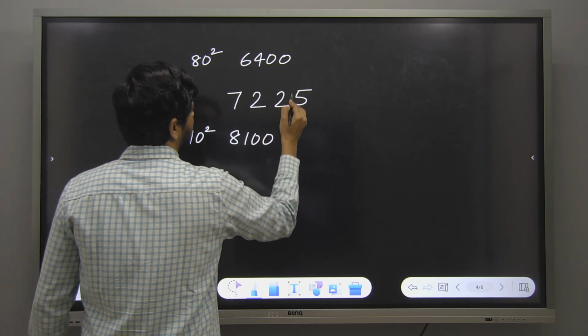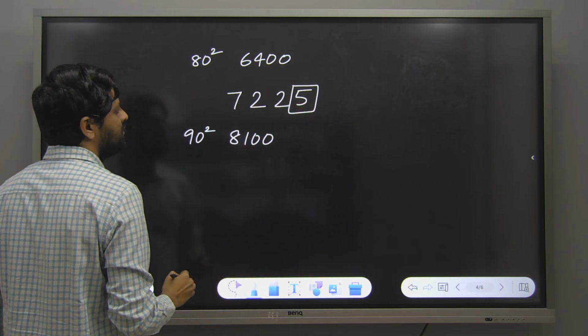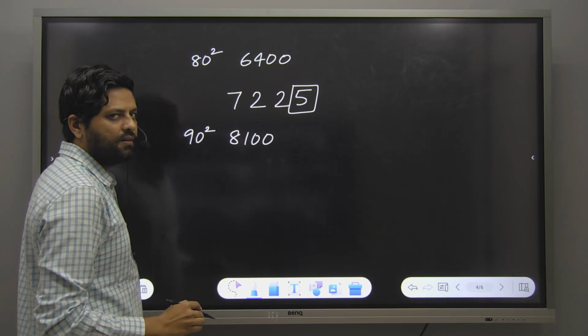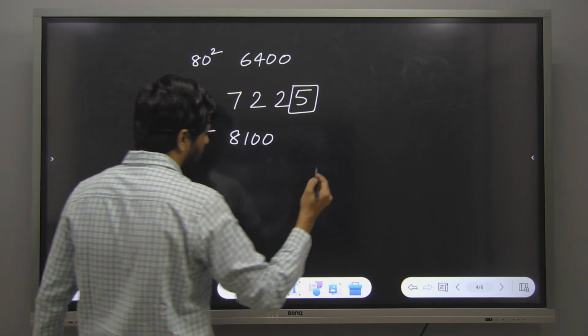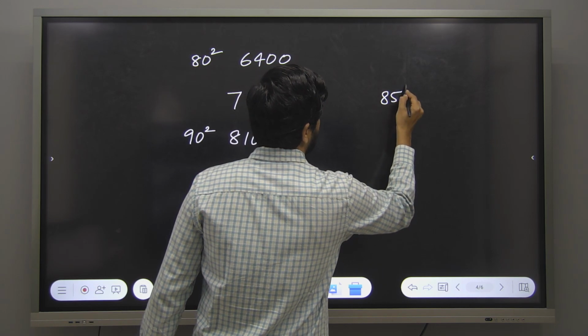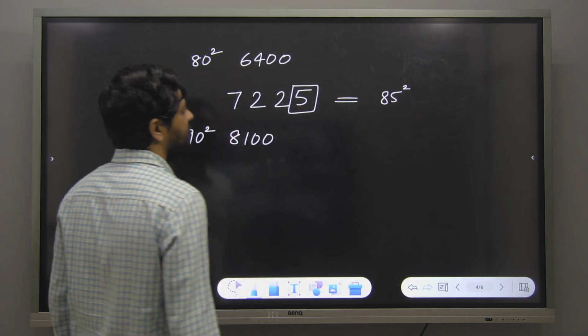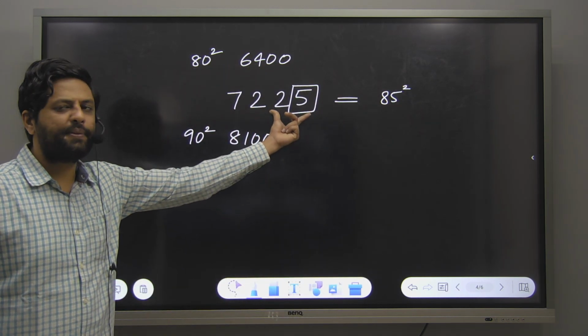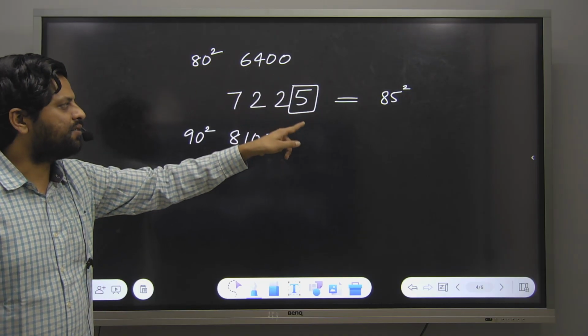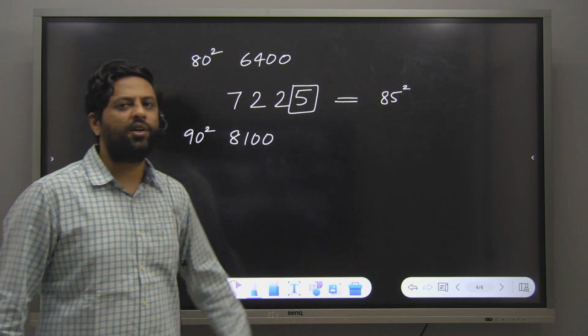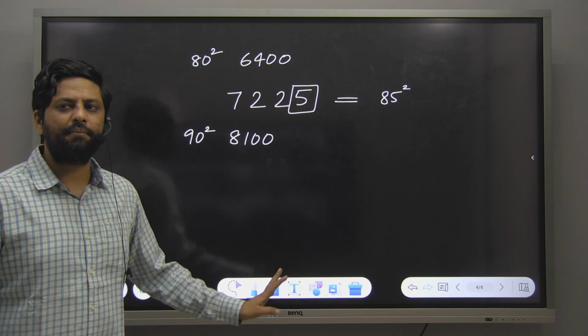When will it end with 5? Only 5. So it has to be 85 square. Because the units place is 5, it will end with 5 only when you have 85 into 85. Any other number?